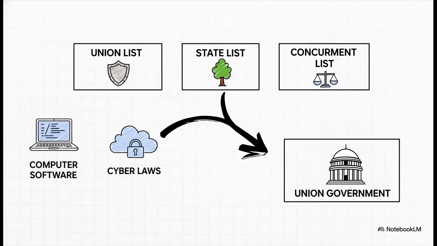Now you might be wondering, what about subjects that are not on any of these lists? For example, computer software. This came up much after the Constitution was made, right? So remember this point. For any of these residuary subjects, the Union government has the power to make the laws.